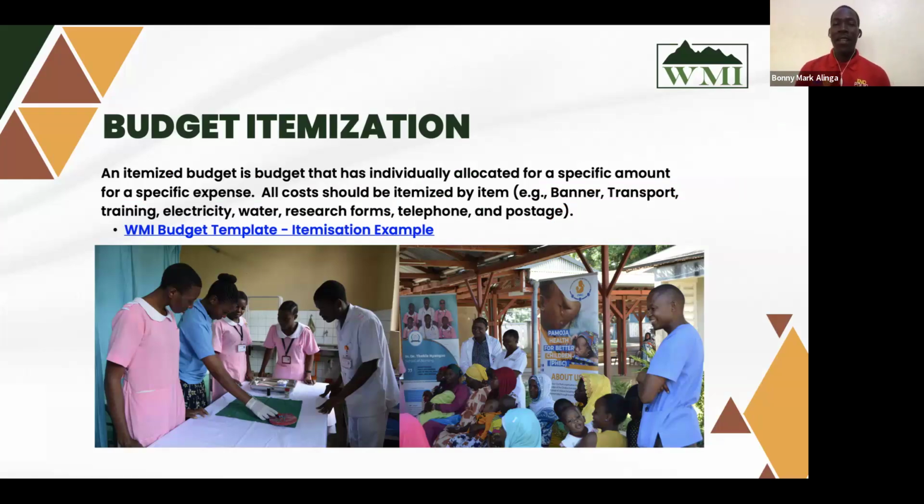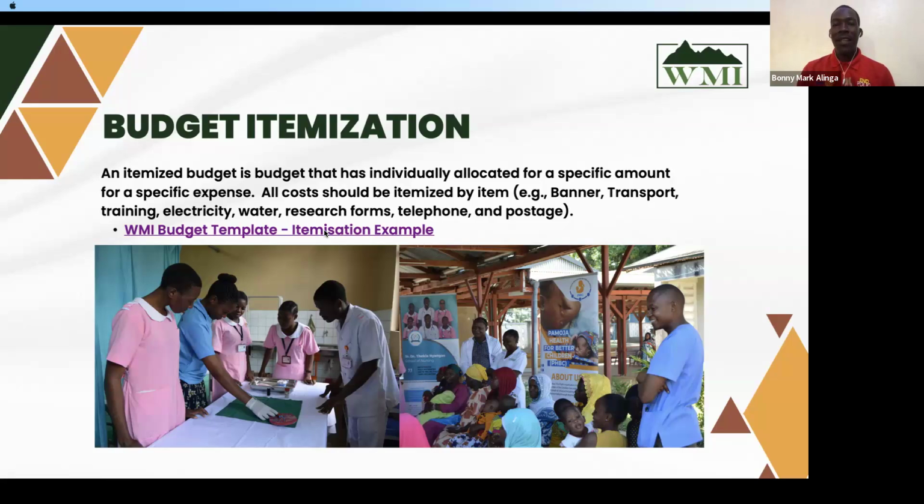So let's look at the itemization. As I mentioned, by definition, itemization is allocating the funds individually for specific items and a specific amount in that expense item. So let's take a look at one of the examples of the WMI budget itemization.